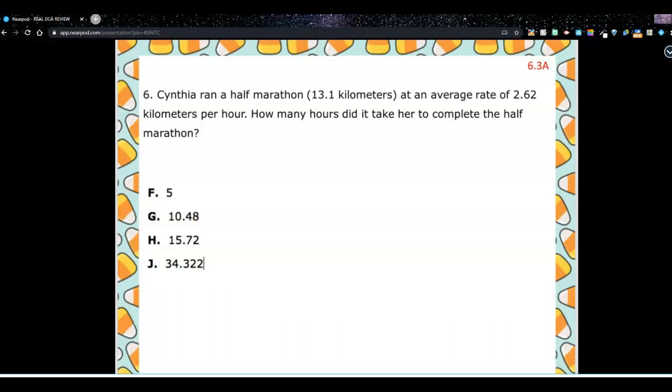Okay, so Cynthia ran a half marathon, which is 13.1 kilometers, at an average rate of 2.62 kilometers per hour. How many hours did it take for her to complete the half marathon? So I'm looking for how many hours. The total she goes is 13 kilometers, and she's going to go at about 3 miles an hour. So we need to find how many hours it's going to take her to go that far.